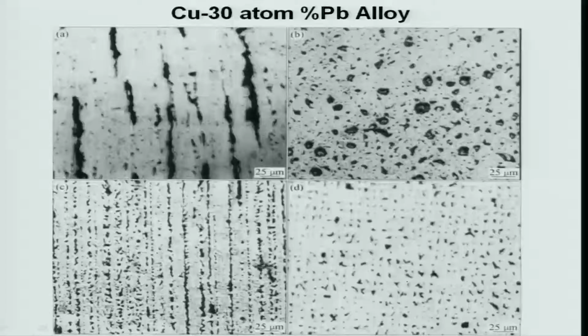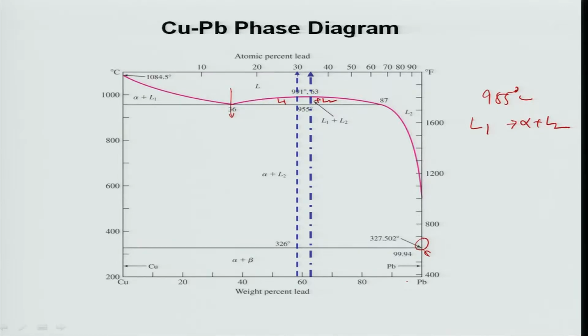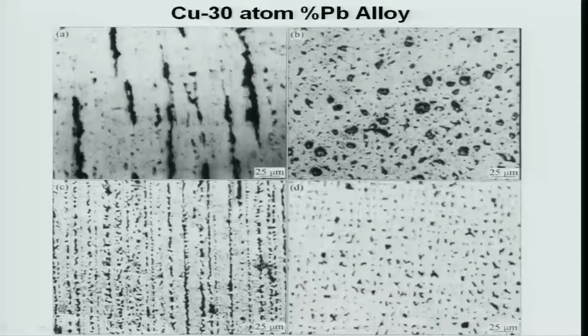This is a classical case. Now let us look at some of these microstructures. I am going to show you several microstructures. One is 30 atom percent lead, I was wrong earlier, it is atom percentage, this arrow. If I do that, what will I see? This is copper and the black things are lead, and you can see the lead droplets have joined and formed a continuous layer.